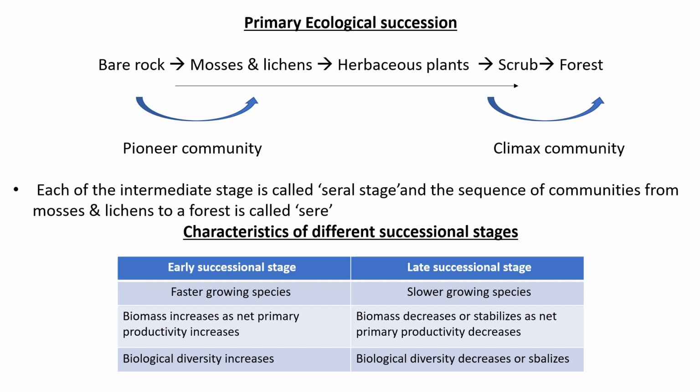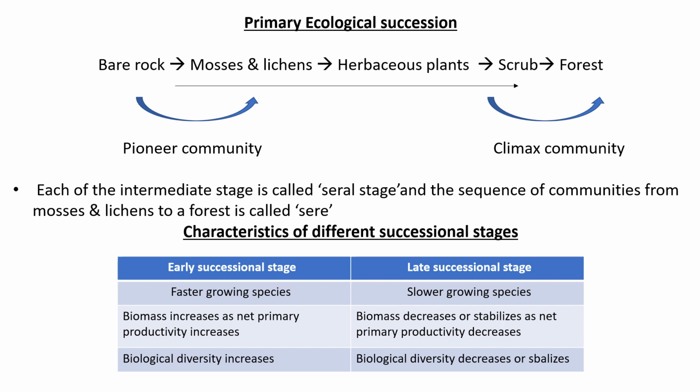We have to compare early and late successional stages in ecological succession. It can be observed that in early successional stages, the growth of the species, the primary productivity, and the diversity are more compared to the late successional stages. This is evident if we consider mosses and lichens as the early successional stage and forests as the late successional stage.